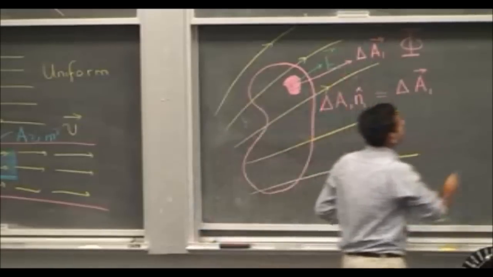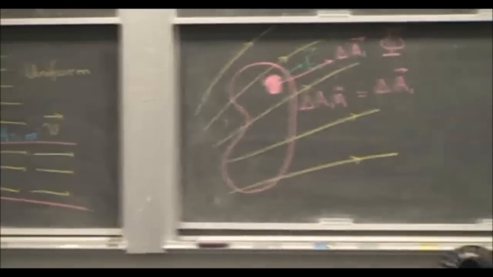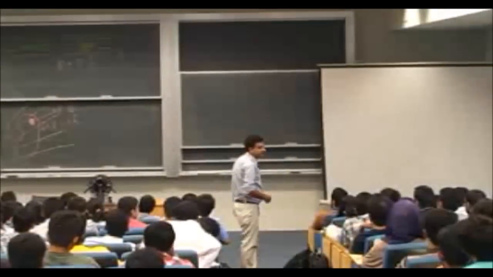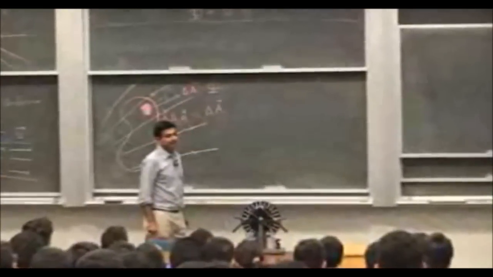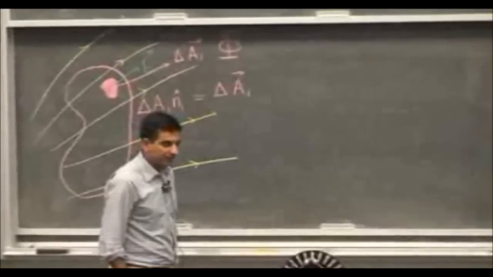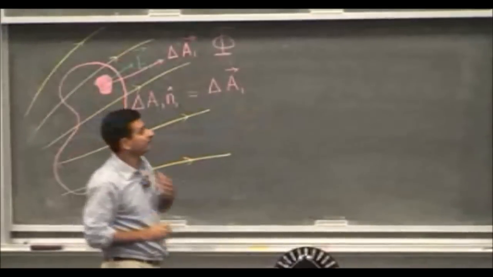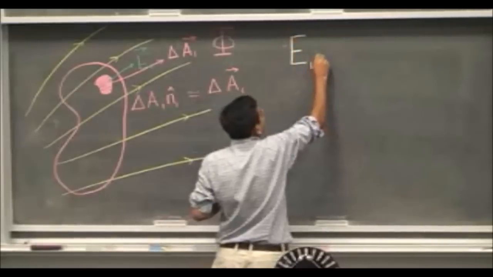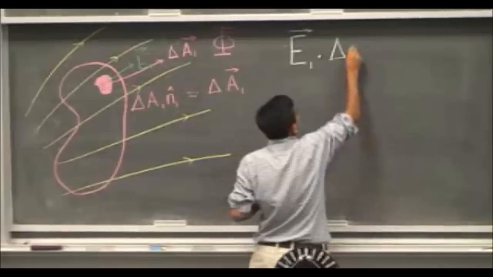So what is the flux through this small patch? What's the flux through this small patch? Dot product between delta A1. So the flux through this small patch, through this small segment, is E1 dotted with delta A1.